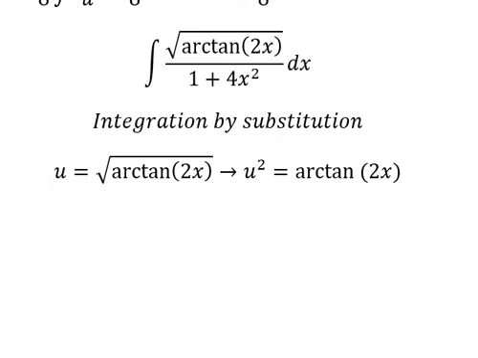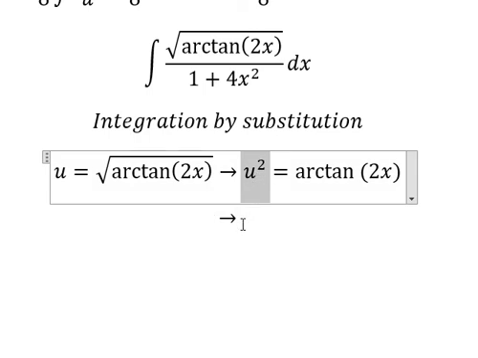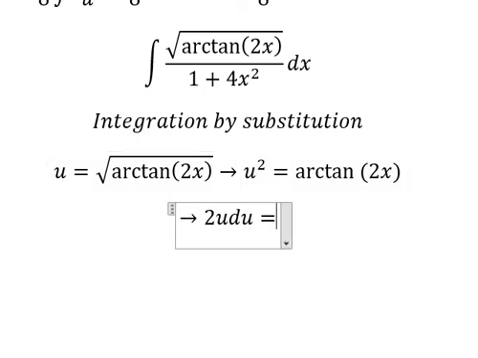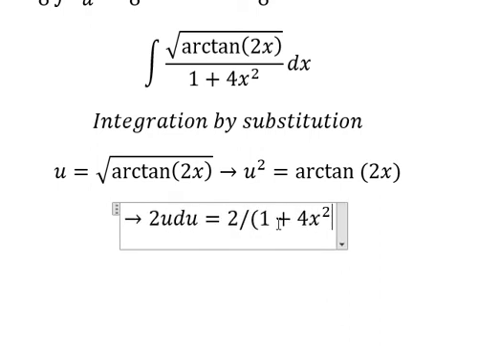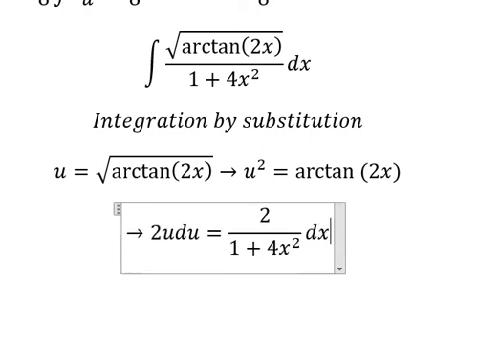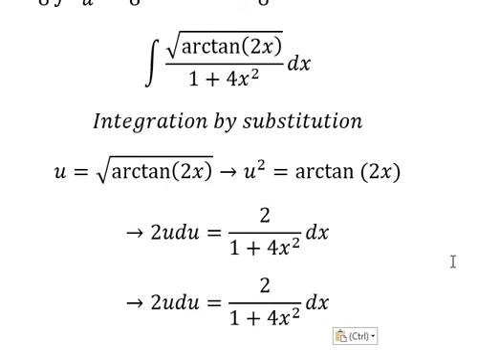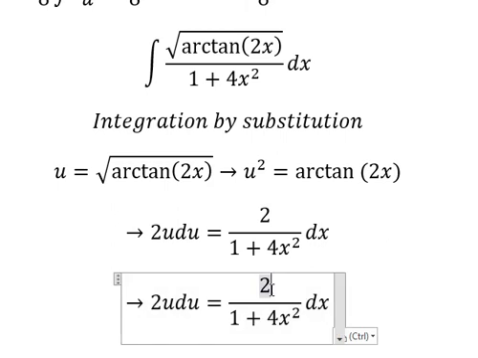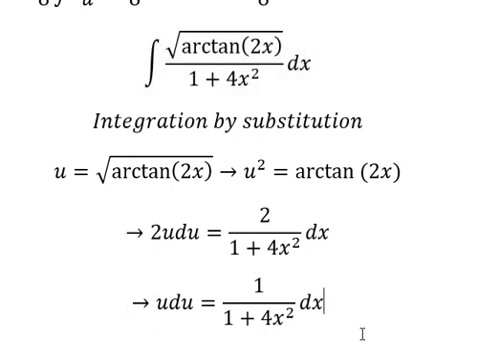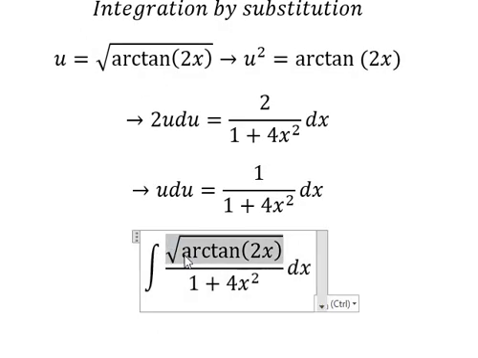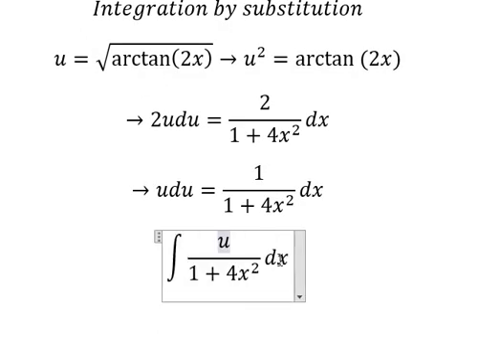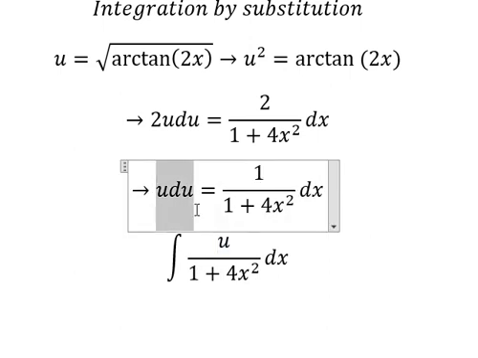Later that we need to do the first derivative for both sides. This one we have 2u du. This one we have number 2 over 1 plus 4s squared, and I will put the s. Later that we divide both sides by number 2. So this one we change by u. The s over 1 plus 4s squared we change by u du.